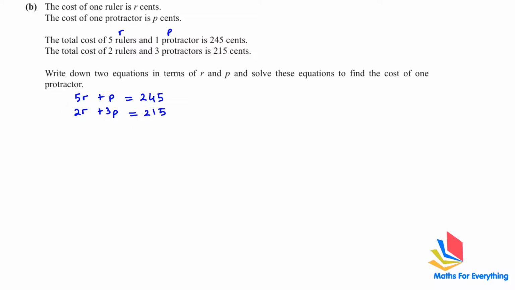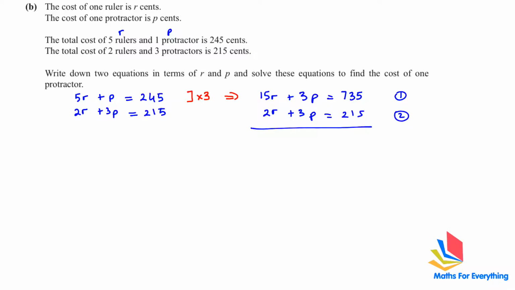You can see this is a simultaneous equation. You can either solve it by elimination or substitution method. I'm showing the elimination method. I want to cancel P. So the numbers before P are not the same. This is 3 and this is 1. To make it the same, I'll multiply by 3. That will give us 5 times 3, 15R, plus 3P, and 245 multiplied by 3, which is 735 cents. So this is our equation 1, and the second equation is 2R plus 3P is equal to 215.